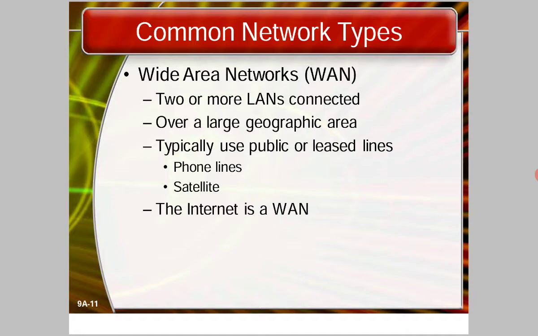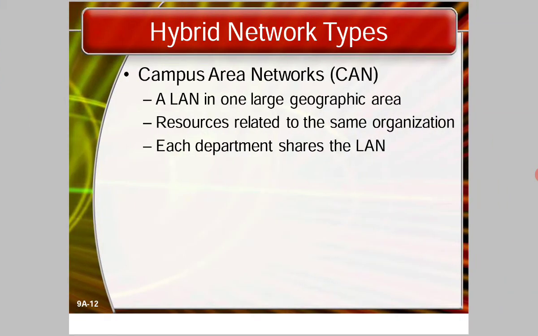Generally WANs are used to connect large geographic areas like countries, cities and continents, and they typically use public or leased lines. Here we use public lines or private lines and leased lines, like telephone lines or satellites. So the internet is a WAN. Next is the hybrid network.